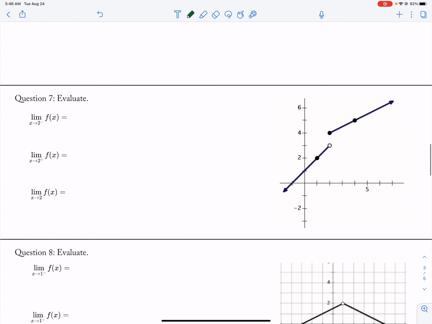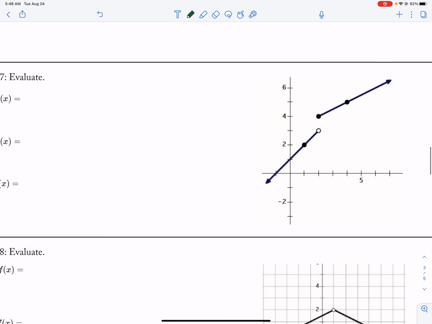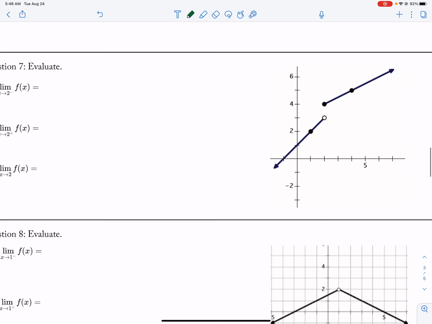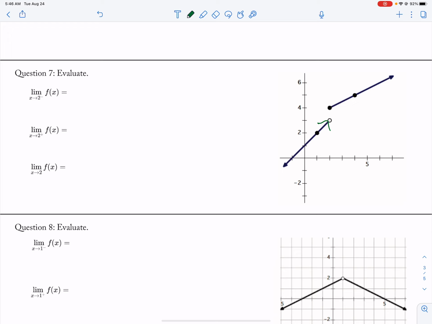Now let's look at 7. So 7, I'm approaching from the left, and I'm going to the y value of 3. And then from the right, I'm going to the y value of 4. And so because they're different y values, this does not exist.